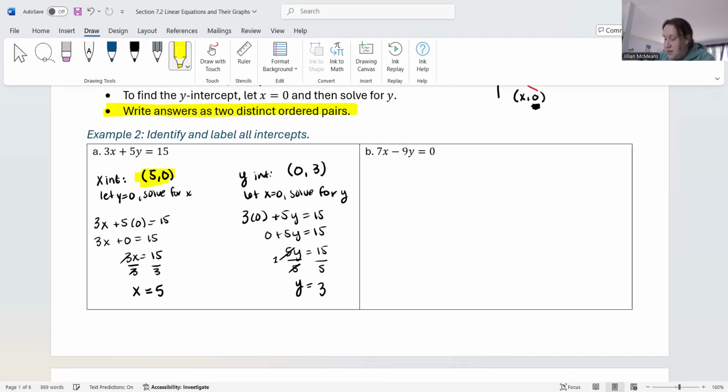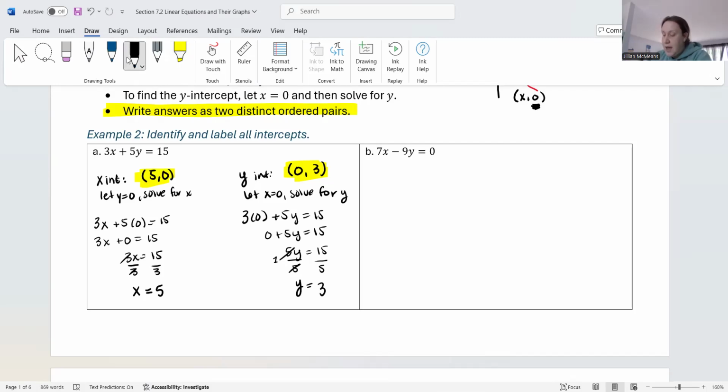So you have a distinct x and y intercept, and each intercept has a distinct x and y coordinate, and one of those coordinates must be 0. Okay, so you would never write this as the ordered pair 5, 3. You're going to have 5, 0 as an ordered pair, and then separately 0, 3 as an ordered pair.